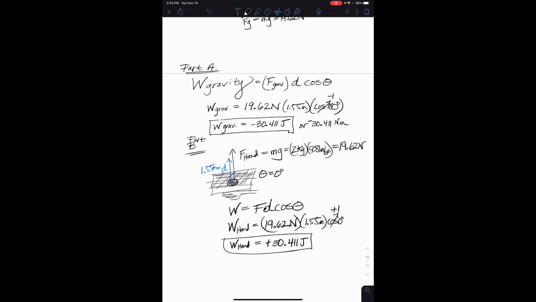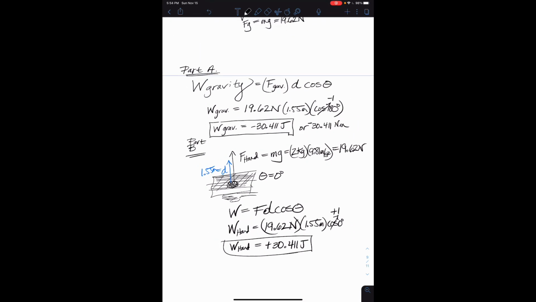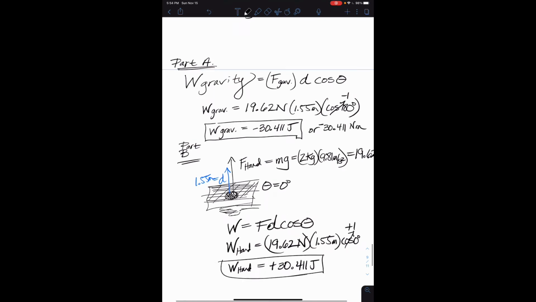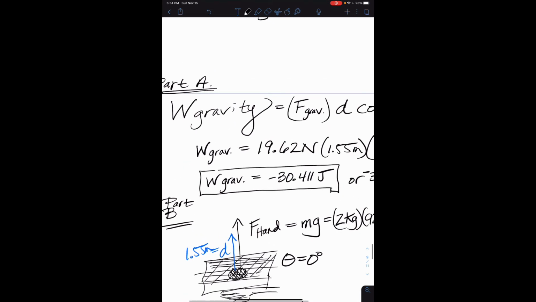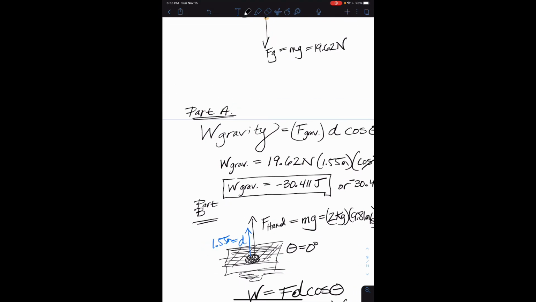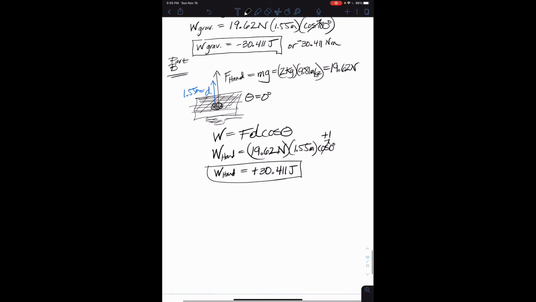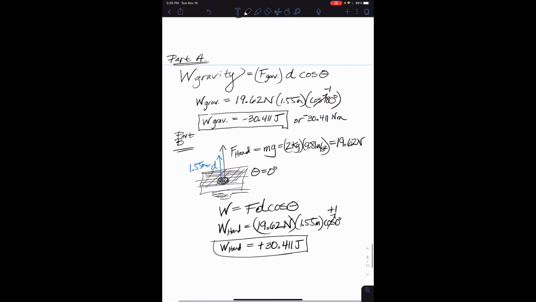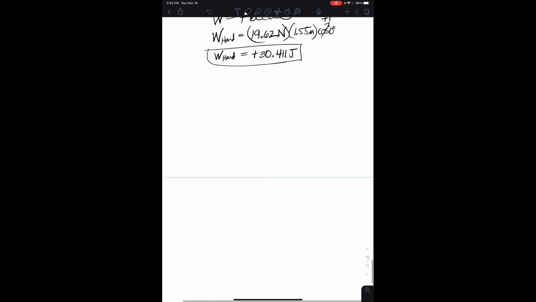You can see pretty straightforward use of our W equals FD cosine theta. Notice we just wrote the magnitude for the force, and you can see that because force of gravity pointed down, we did not put a negative sign on 19.62 in part A. We kept it positive, so we just used magnitude for force and for distance, and let the cosine of theta determine the direction. Okay, let's look at problem number 2.